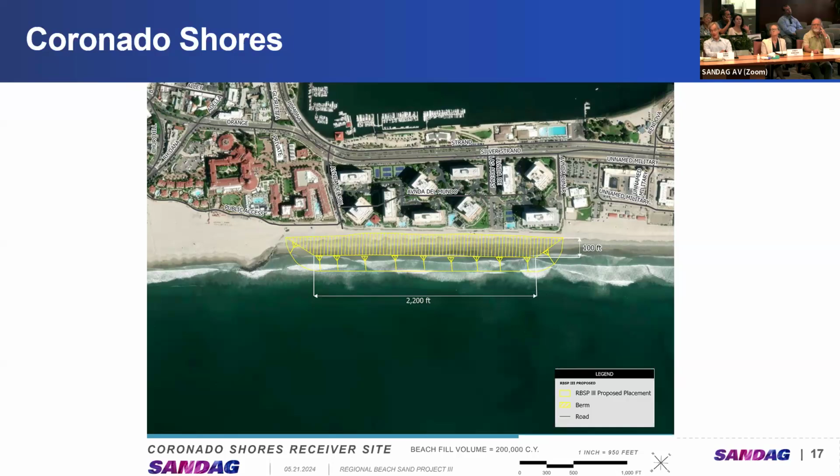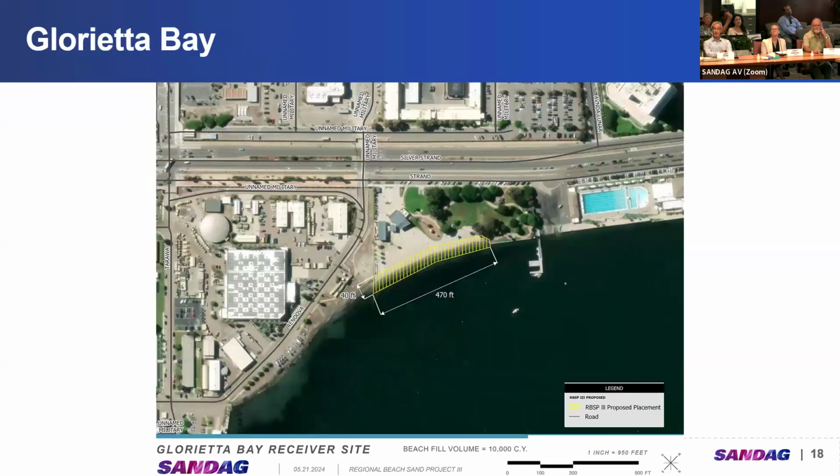And nearby on the bay side of Coronado, a project is anticipated potentially at Glorieta Bay, where 10,000 cubic yards of sand could be placed along this beach. Getting it there is kind of tricky. We're thinking about potentially having it transferred from the Coronado Shores Beach across the street using trucks or other vehicles, as opposed to swinging a dredge around into San Diego Bay, but that's to be determined.